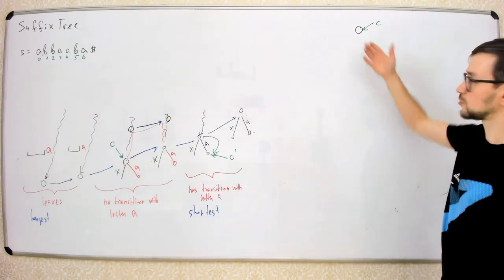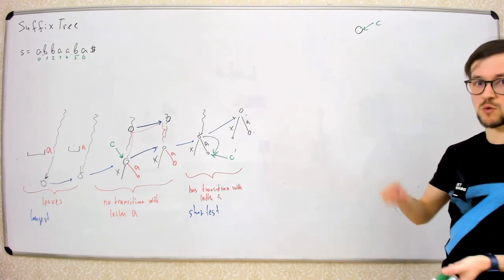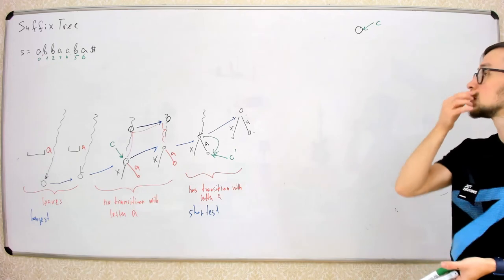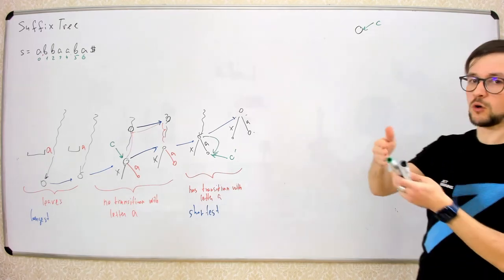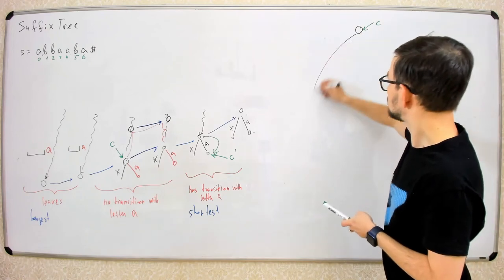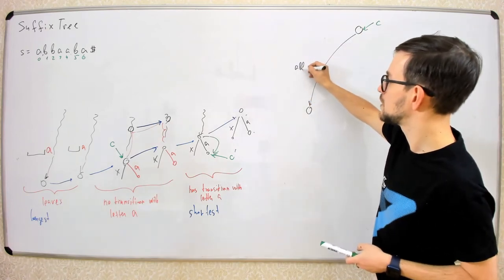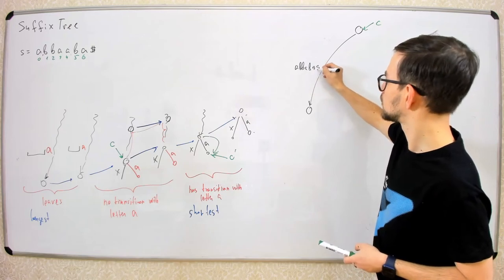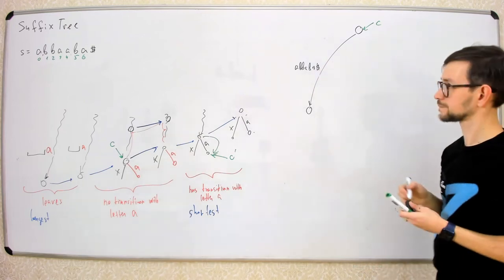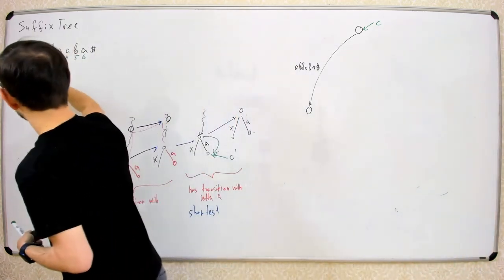We see we have no transition of A. So we need to introduce a new edge. We create a new edge, we will have a new leaf. So when we create a new leaf, we add all the letters, not only one letter, but all the letters up to the end of the string. So we create a new edge and add all the letters from A, B, B, A, B, A, dot. So we added the first letter A.